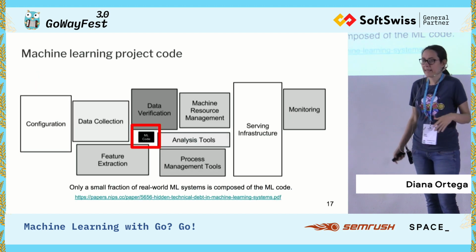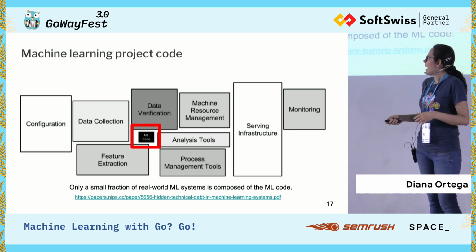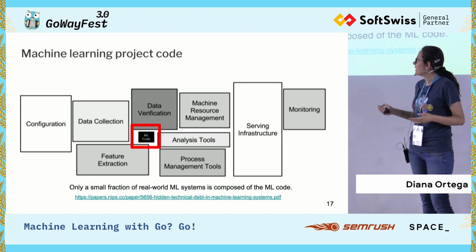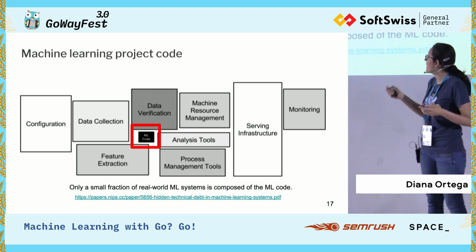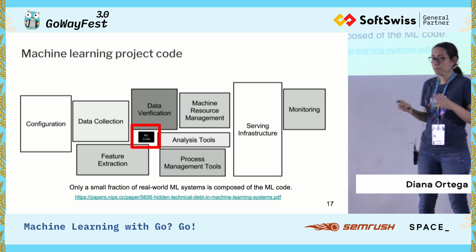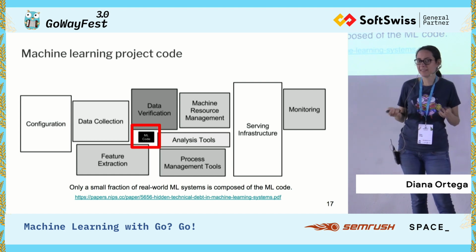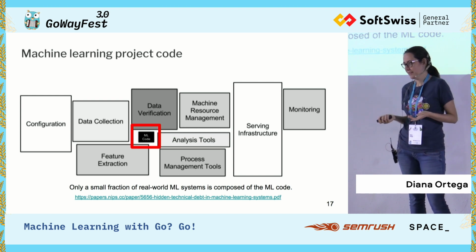That means that for a machine learning project, I have a lot of code to do. But the real machine learning code is in this proportion. This red box represents the proportion of the machine learning code in a machine learning project. As you see, it's a very small box. That means that maybe data scientists and data engineers don't have as much fun as we think.